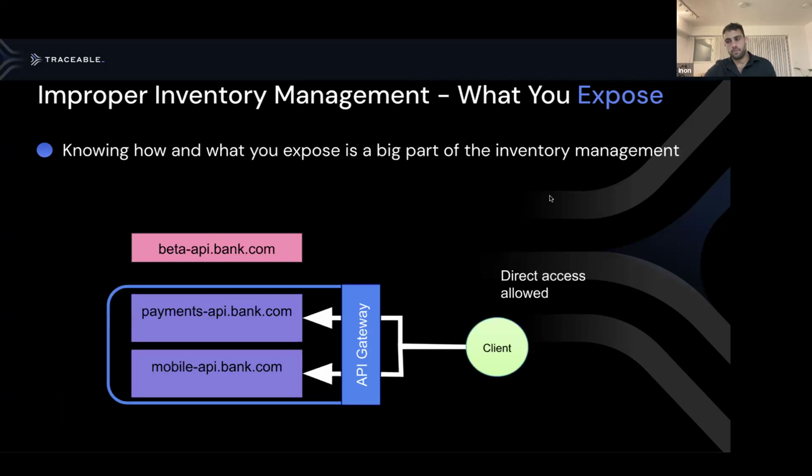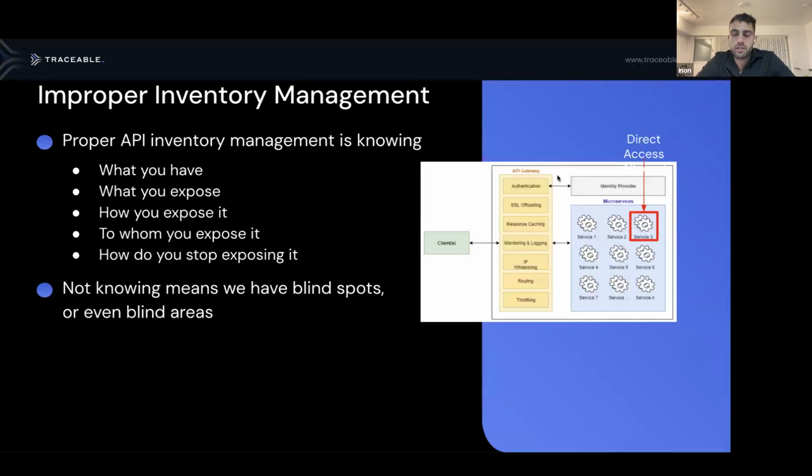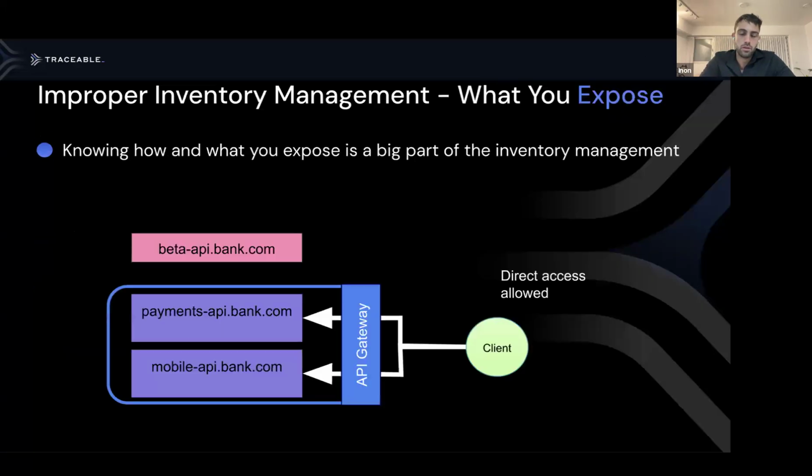Another example that is also pretty common is that you have microservices or even whole environments that are exposed to the internet directly. If we go to the first slide here, you can see that the API gateway enforces many security features. It can enforce authentication, encryption, and other very important things. But sometimes developers or DevOps engineers expose a microservice directly to the internet, allowing the attacker to bypass the API gateway and the different protection mechanisms that it enforces. So this is also some type of improper inventory management.